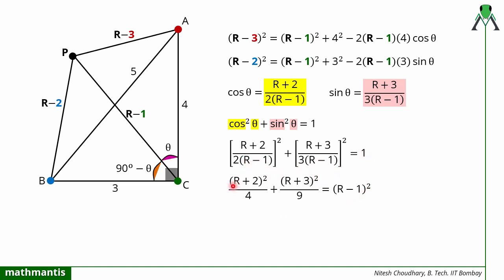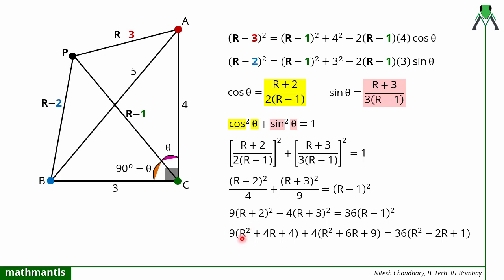Now we will simplify: r plus 2 square multiplied by 9. This is the LCM, taking 4 multiplied by r plus 3 square. The denominator will be 36. Take it to the right side. It will be simplified like this. r plus 2 square expands to r square plus 4r plus 4, r square plus 6r plus 9, r square minus 2r plus 1. Now you will have to simplify this expression.